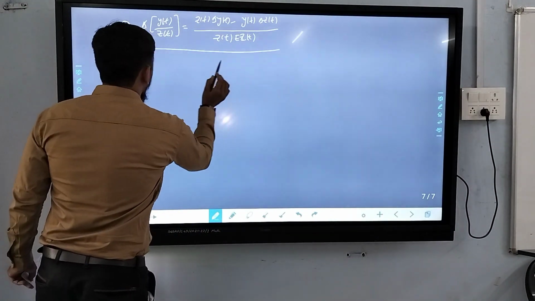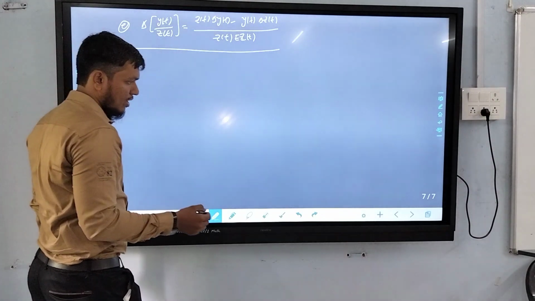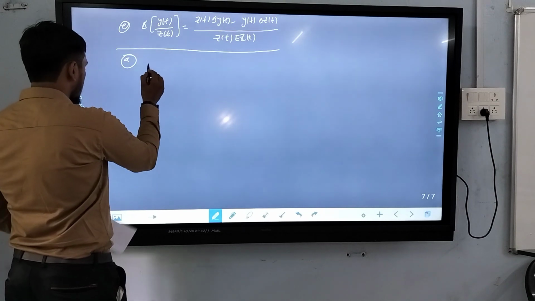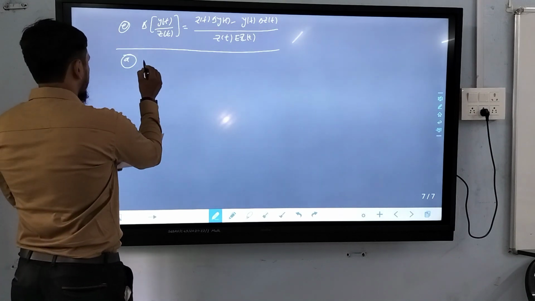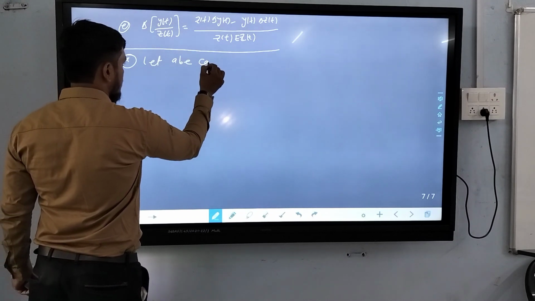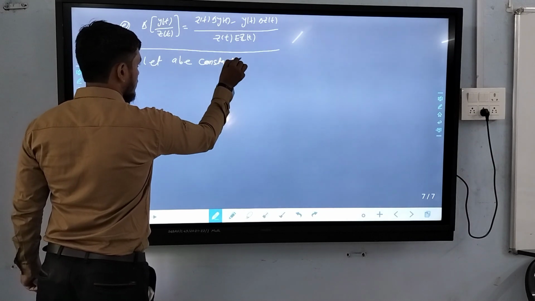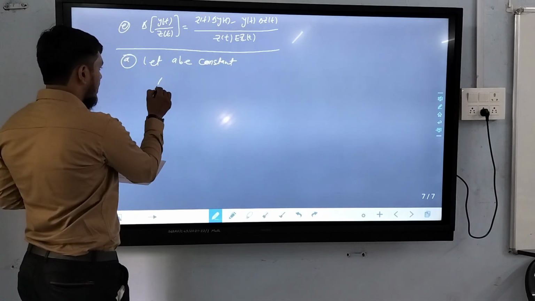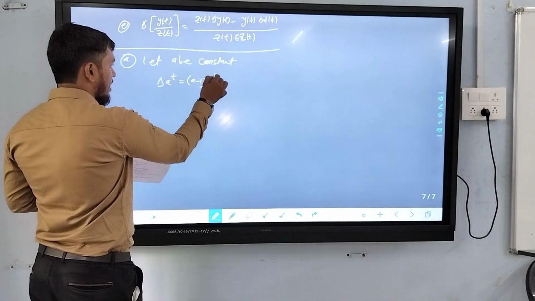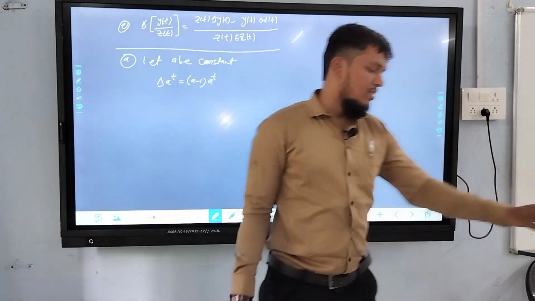In today's lecture we will prove another important theorem. See here, the first part of the theorem: let a be a constant, then we have to prove delta a raised to the power t is equal to (a minus 1) a raised to the power t. Here a is a constant.